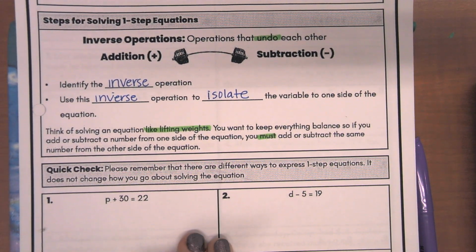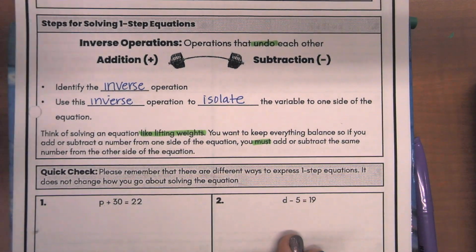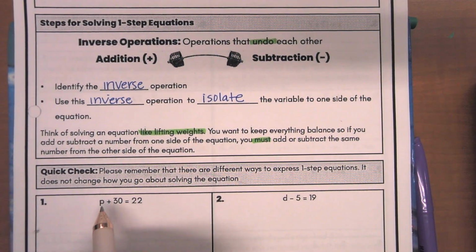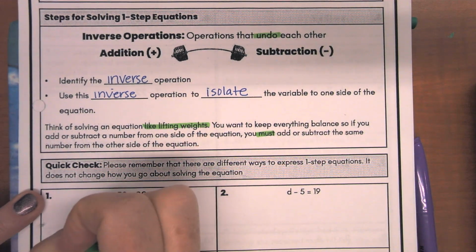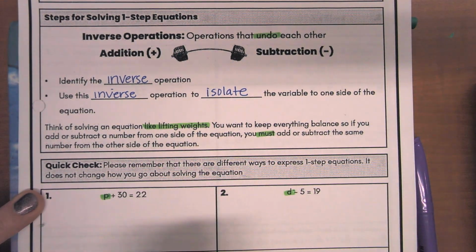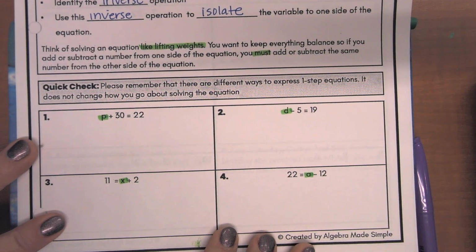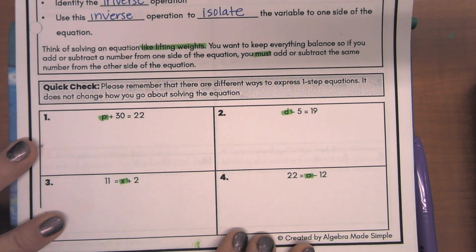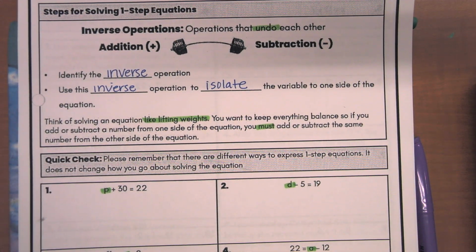Now let's go ahead and solve these 4 problems down here as examples. I want you to notice something here. Notice that the variable is in different spots in each of our equations. And that's okay. Our goal in every single one of these is to isolate that variable on one side of the equation. So let's take a look at our first one here.